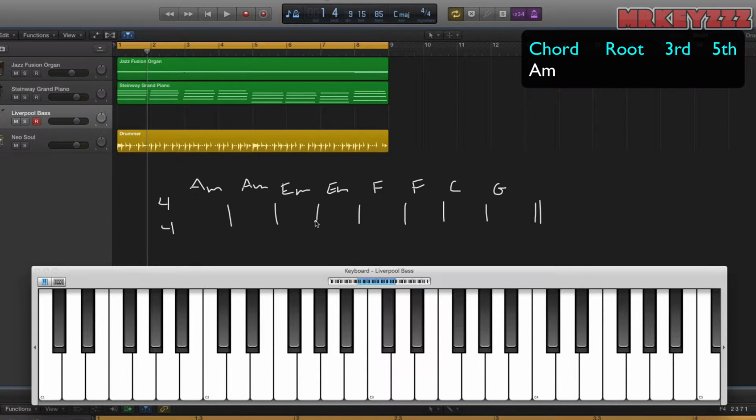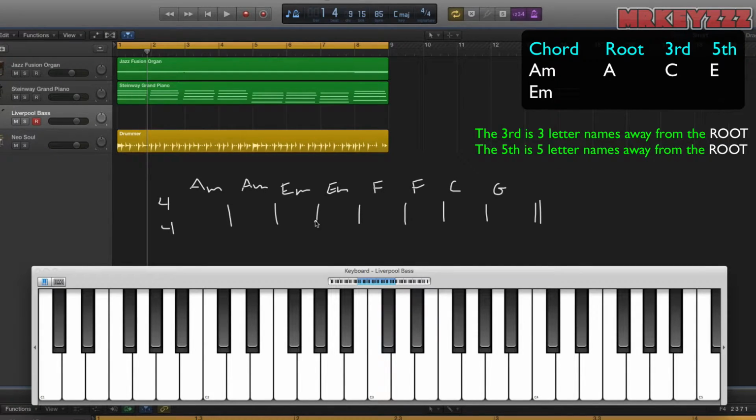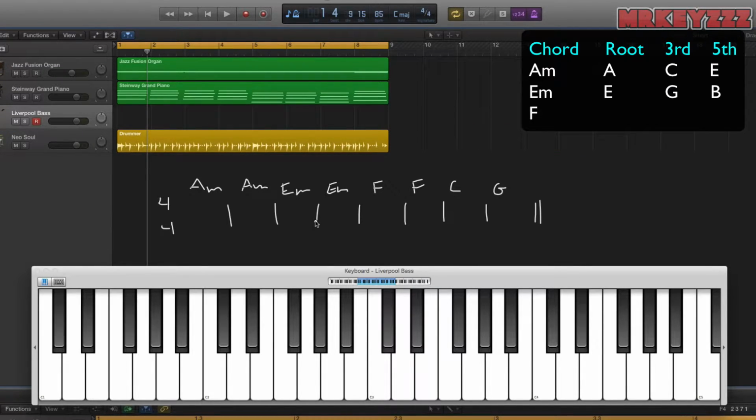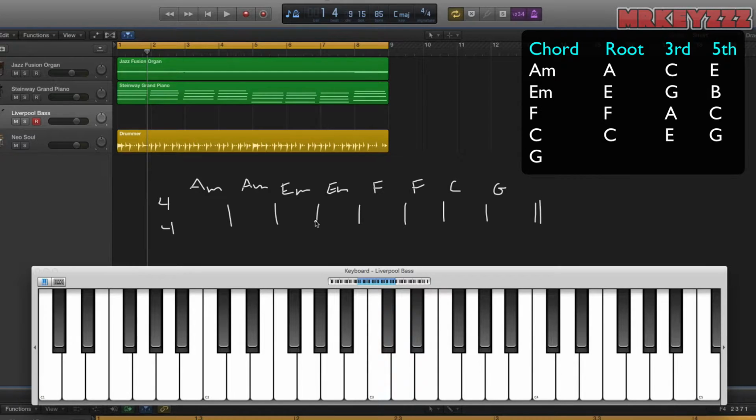Now for the A minor chord, A is the root, C is the third, and E is the fifth. For the E minor chord, E is the root, G is the third, and B is the fifth. For the F major chord, F is the root, A is the third, C is the fifth. For the C major chord, C is the root, E is the third, and G is the fifth. And for the G major chord, G is the root, B is the third, and D is the fifth.